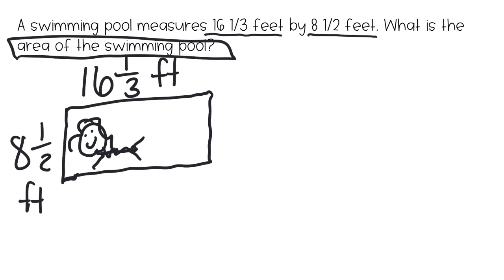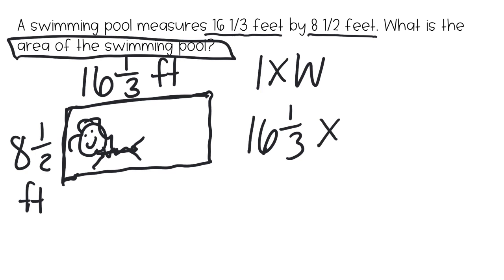Okay, let's continue. What is the area? We know that area is length times width. So, length times width, 16 1/3 times 8 1/2. Now, here's a question I want you to think about. Can I just multiply 16 times 8 and write down what I get, then 1/3 times 1/2 and write down what I get? I want you to try it and see what you get. Go ahead and pause it and see what you get.